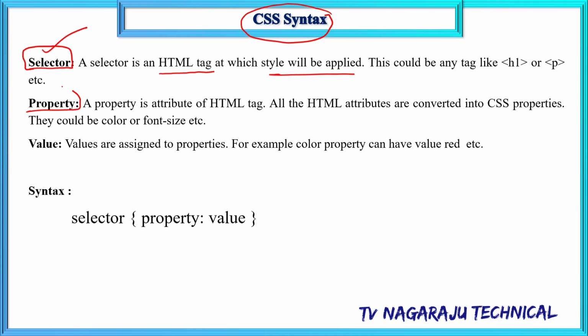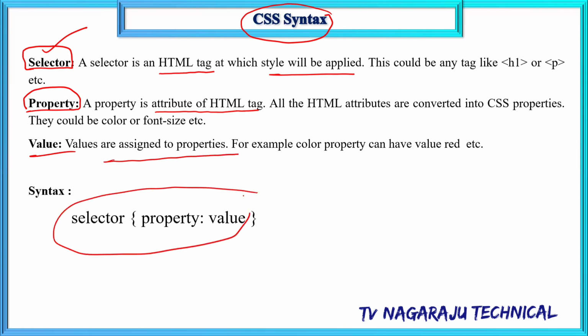Now, property means each and every tag has some attributes. That attribute is called property. That means which property you are going to apply. Suppose I am going to apply background color or text align or justify content. Which property? So the property is simply an attribute of an HTML tag. Value: each and every property has some value. Suppose color red, or text-align center. So these are the values that we assign to the property.